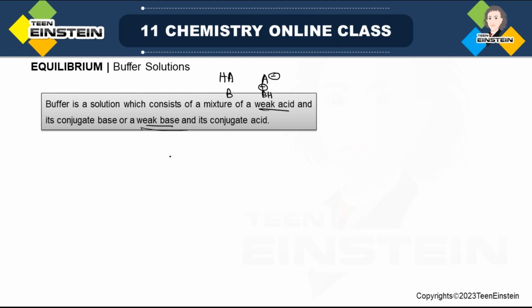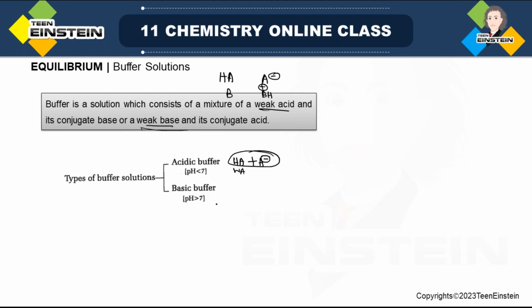Now, what is the purpose of making a buffer solution? Gradually we will see, but first you have to understand what it is. There are two types. One is acidic buffer, where you use the combination of weak acid plus its conjugate base. Another one is basic buffer, where obviously pH is greater than 7. In this case it is B and its conjugate acid, BH plus. It must be a weak base. You cannot take strong base NaOH or strong acid HCl. It has to be weak acid or weak base.